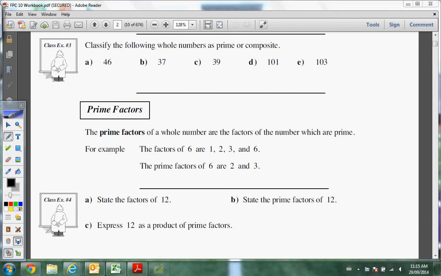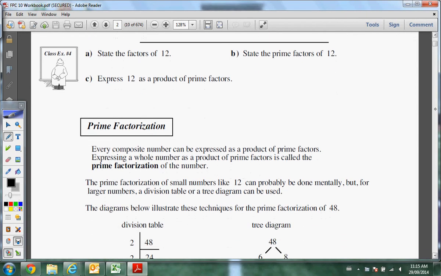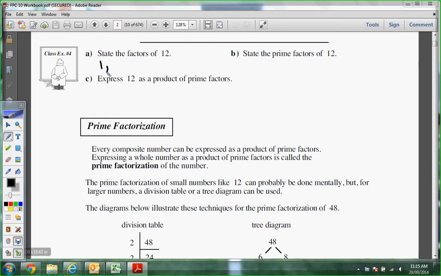So going further here, we have example 4. It asks us to state the factors of 12, state the prime factors of 12, and express 12 as a product of the prime factors. So we're going to go, okay, the factors of 12 are 1, 2, 3, 4, 6, 12.